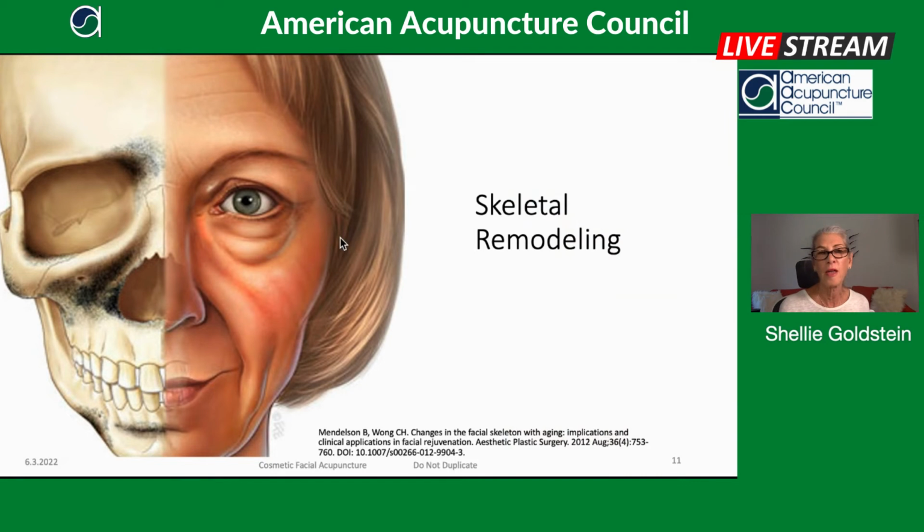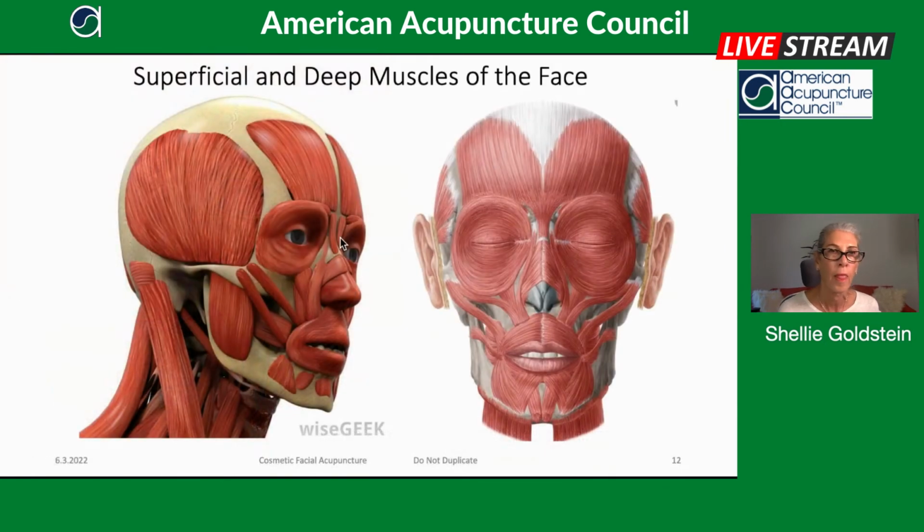So even in a healthy tissue, it's going to start to sag. It doesn't have the foundation anymore. So it starts to sag and drop and move medially, as we saw. On top of bone, we have muscles.